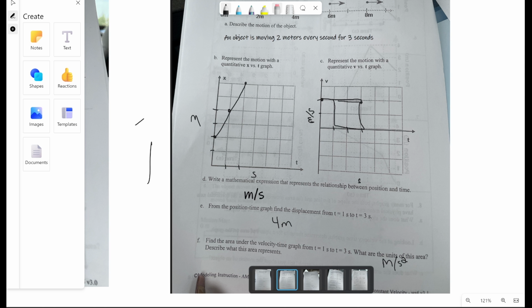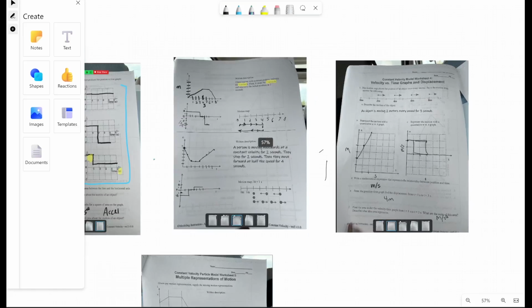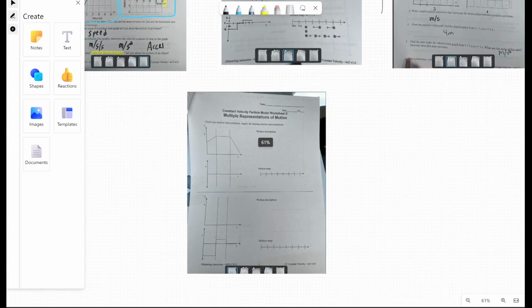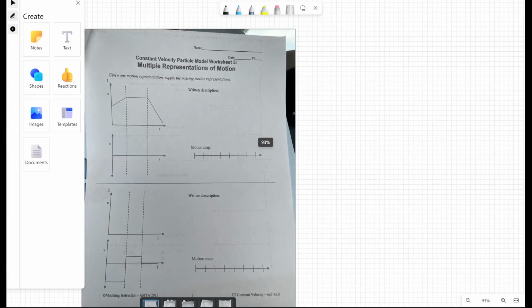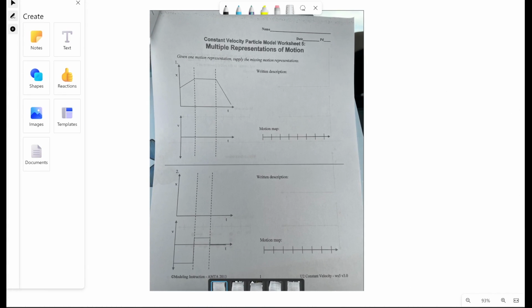Okay, and then finally, I think that was at the last page. Let's see. One more page down here. Given one motion representation, supply the missing motion representations. I might just have you do this page on your own, because by now you should be able to understand this part. If you don't, you can type it in the chat. Okay, hopefully that helped.